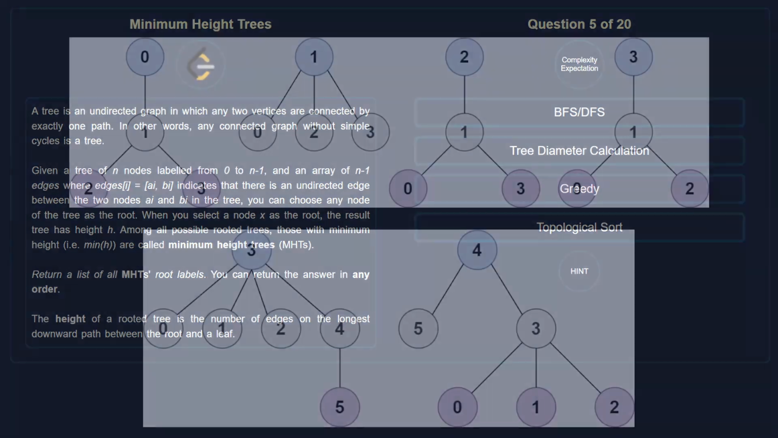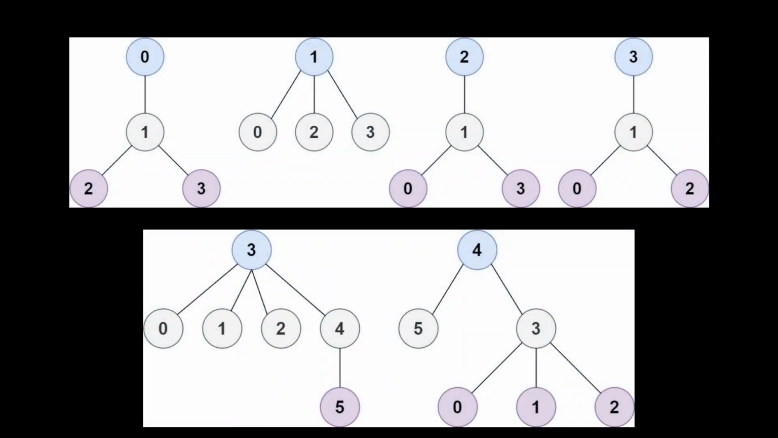To give a visual example, LeetCode gives us some test cases. In the upper case, we'd be returning root labels containing node 1 in all four cases here. And in the second case, we'd be returning a vector with the labels 3 and 4.